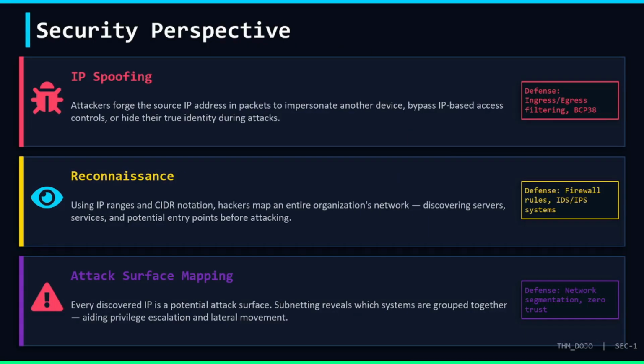Security perspective. First one is IP spoofing. Attackers forge the IP addresses in packets to impersonate other devices, bypass IP-based access controls, or hide their true identity during attacks. Reconnaissance: using IP ranges and CIDR notation, hackers map an entire organization's network, discovering servers, services, and potential entry points before attacking. Attack surface mapping: every discovered IP is a potential attack surface. Subnetting reveals which systems are grouped together, aiding privilege escalation and lateral movement.